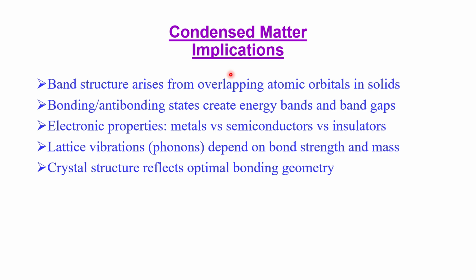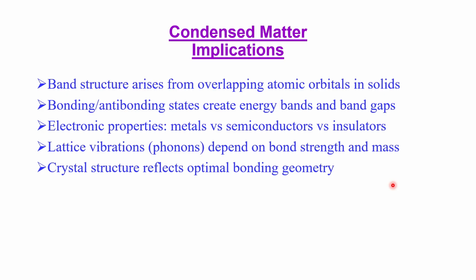Now, the implications of bonding in condensed matter physics. This final slide connects everything together. Bonding determines how atomic orbitals overlap, which leads to the band structure formation, the presence or absence of a band gap that defines whether a material will be metal, semiconductor, insulator, or topological insulator.